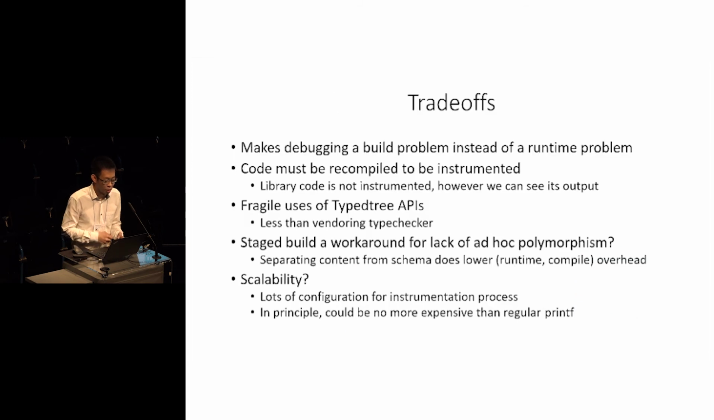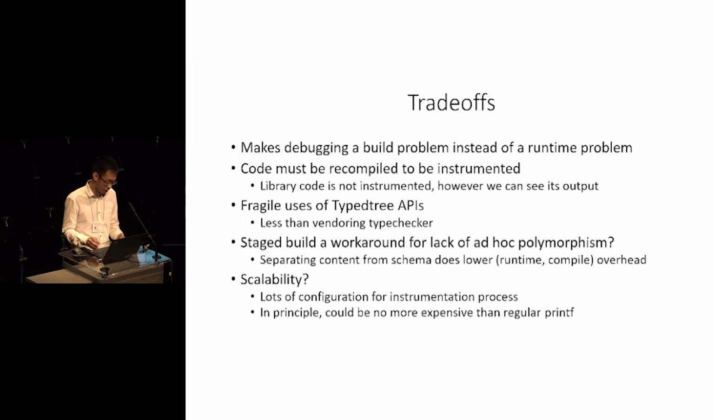One might wonder if the stage build is just a workaround for the lack of ad hoc polymorphism, right? Because it seems that way, but I think separating content from schema, just like the Common Trace Format does, is worth doing even if you have a means of inserting the right printers, right? Because this reduces the overhead at runtime from maintaining the metadata along in the trace, and also the compile time overhead. And it's easy to disable the second stage since they are just two executables.